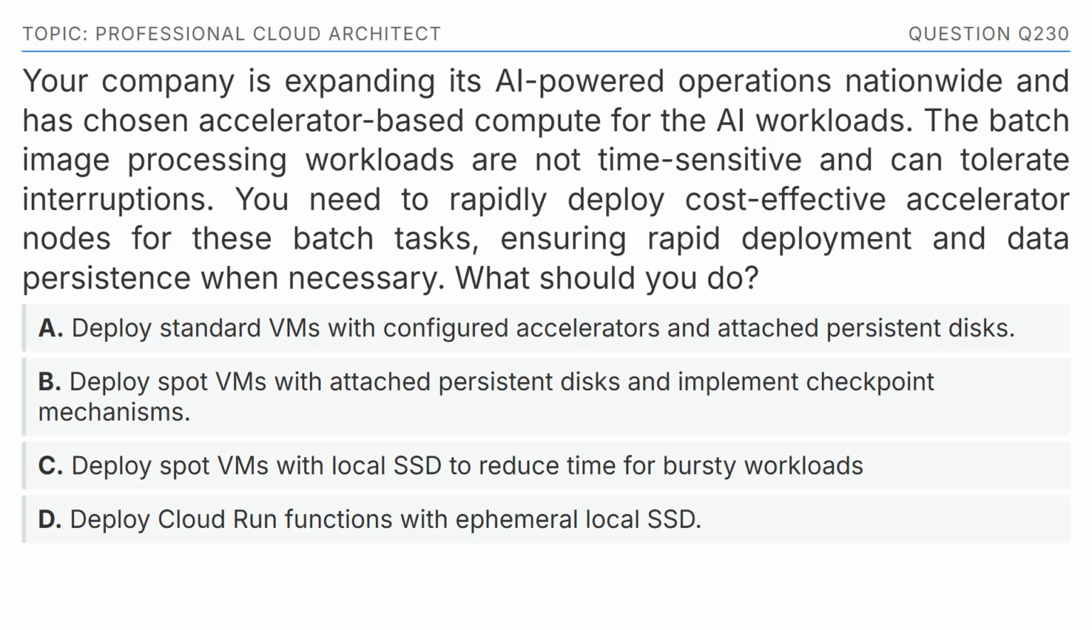Option B, deploy spot VMs with attached persistent disks and implement checkpoint mechanisms. Option C, deploy spot VMs with local SSD to reduce time for bursty workloads. Option D, deploy Cloud Run functions with ephemeral local SSD.